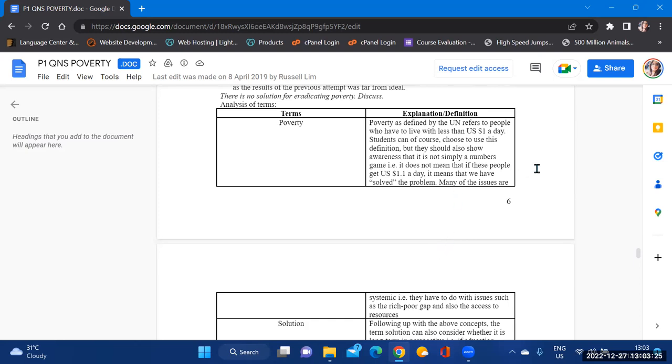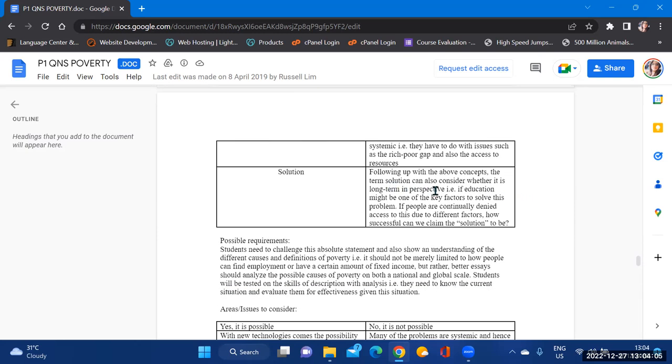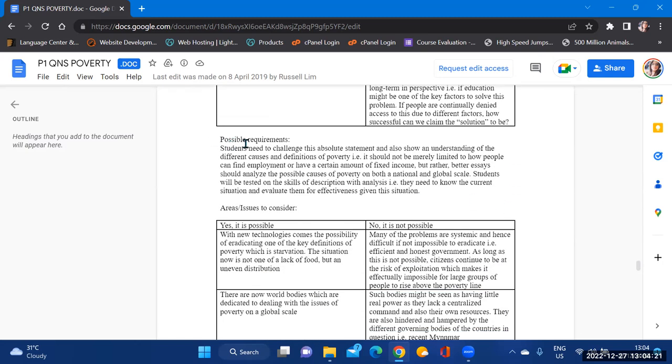Okay. So these are the analysis of key terms in the question. Poverty is defined by the UN, and students can use this definition. As for solutions, following up with the above concepts, what kind of solutions can we come up with in terms of long-term perspectives? Possible requirements, actually the question's requirements.